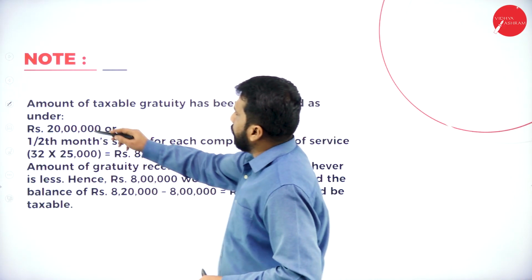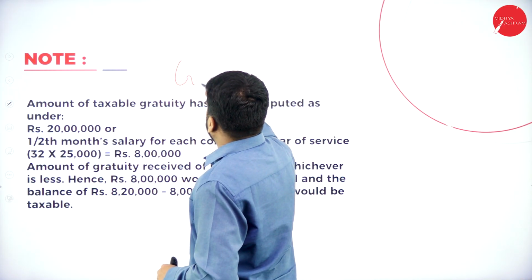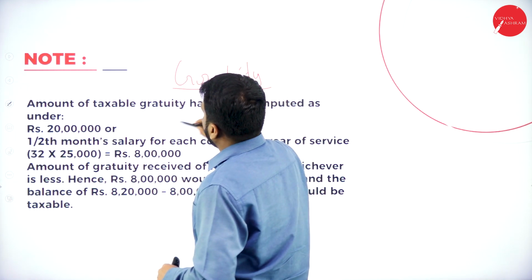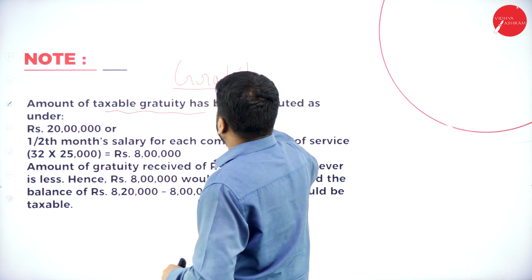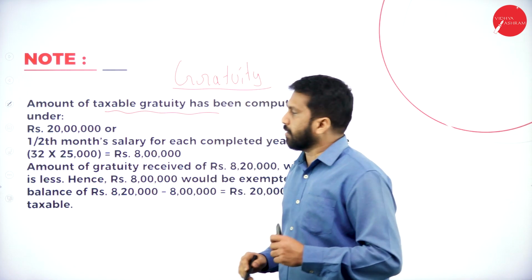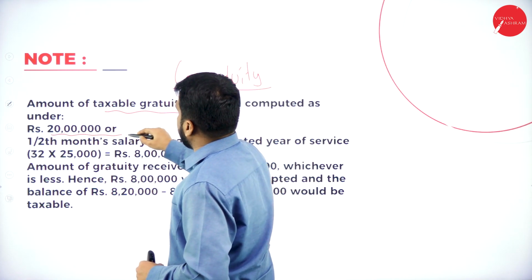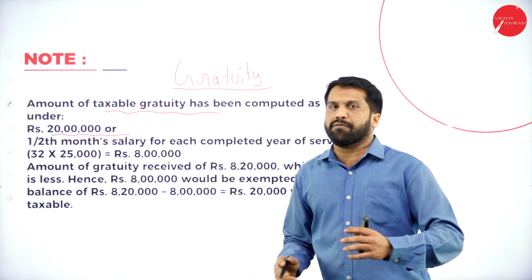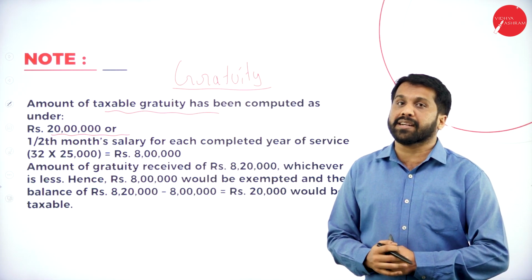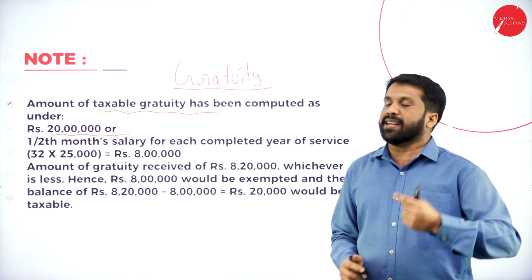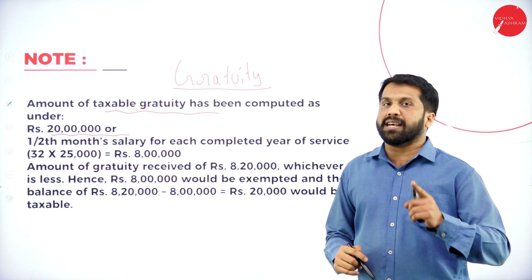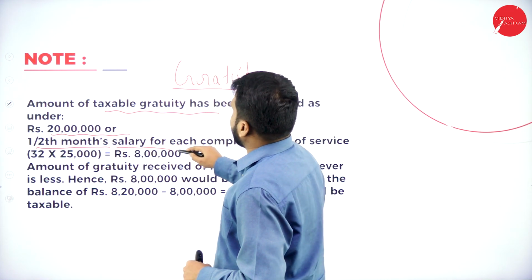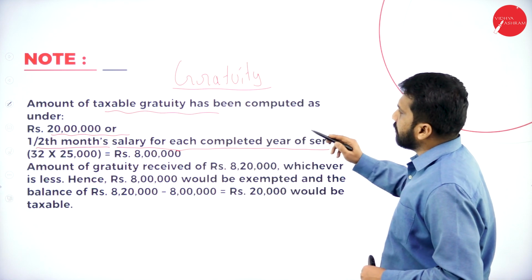See, amount of whatever we are calculating, there is a gratuity we are calculating. Now, amount of taxable gratuity. First one, rupees 20 lakh. That is a basic exemption. Up to 20 lakh of your gratuity is exempted. If your receipt is more than 20 lakh, up to 20 lakh you can take it as an exemption. Now, half month salary for each completed year of service.